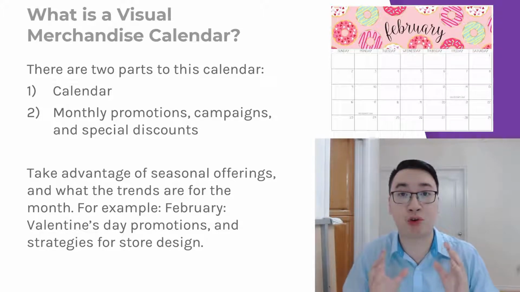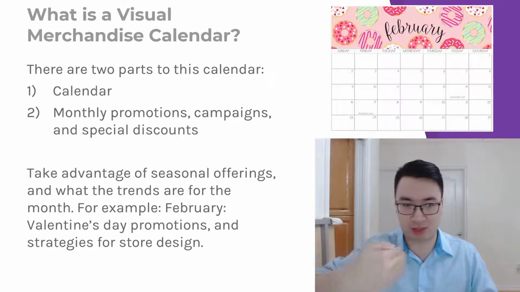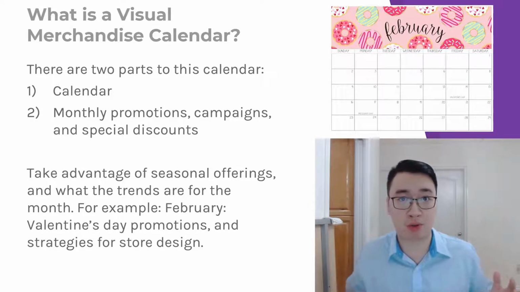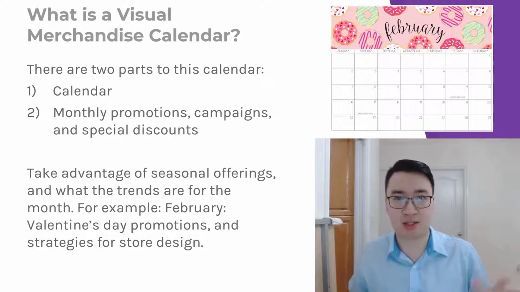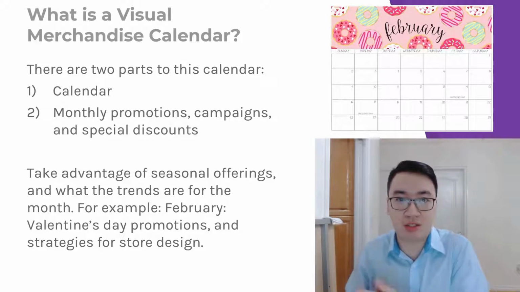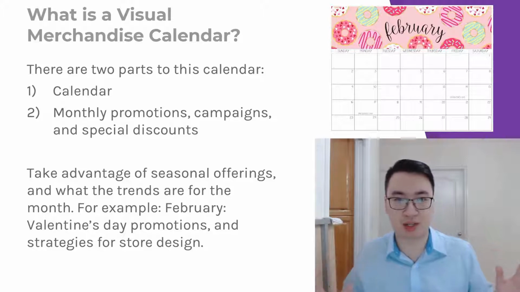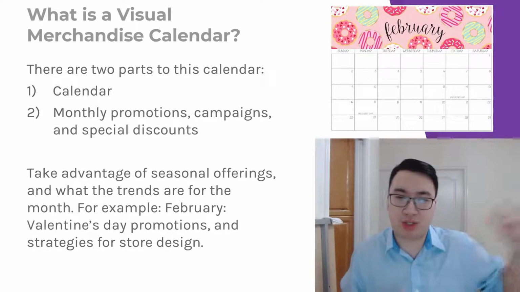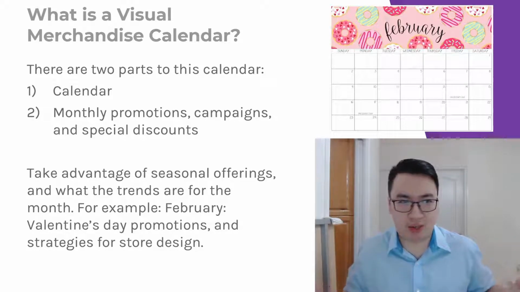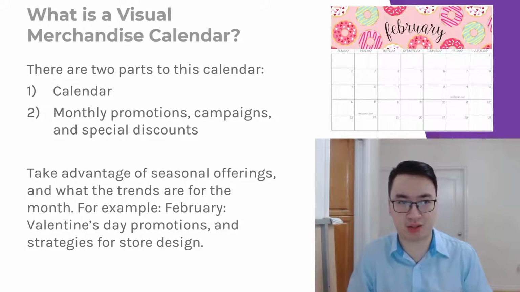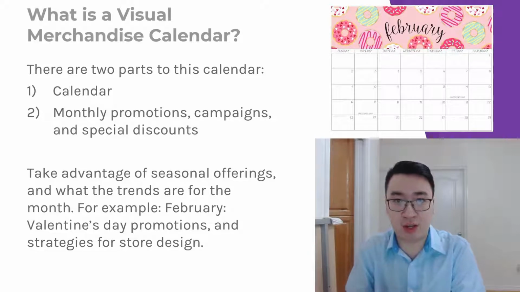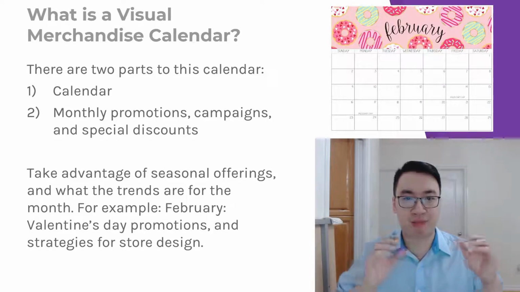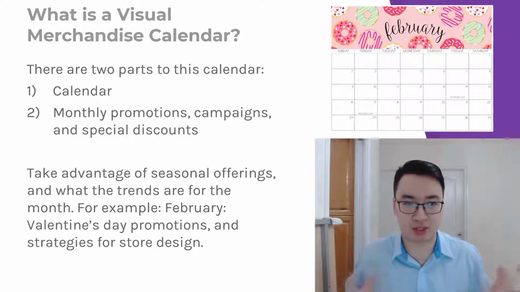When you are retailing, you have to have a timeline for when you want to start your promotions and what type of promotions to offer, because it's important to take into account seasonal trends. Some products maybe would sell better in the winter months compared to the summer months. So you have to take that into account. There's two main parts to this calendar: the actual calendar itself, where you want to highlight specific days, but also the monthly promotions, campaigns, and special discounts.